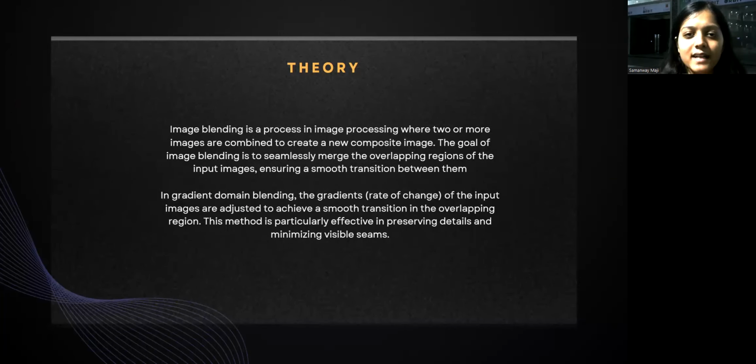Now let's understand the next part, which is image blending. What is image blending? Image blending is a process in image processing where two or more images are combined to create a new composite image. The goal of image blending is to seamlessly merge the overlapping regions of the input images, ensuring a smooth transition between them.